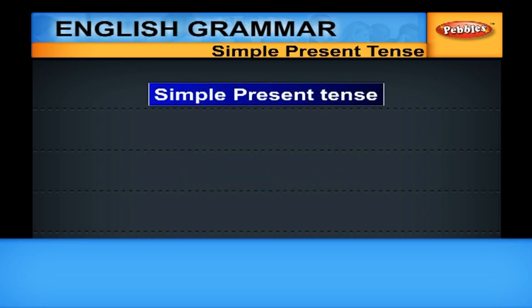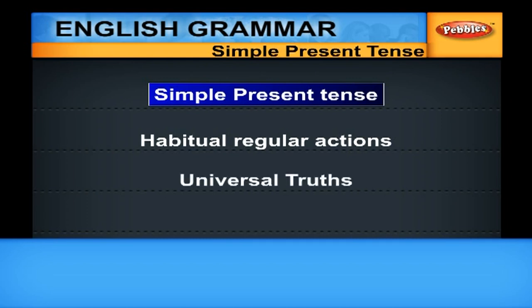Where do we use simple present? When we refer to habitual, regular actions. When we refer to universal truths. When we talk about an event happening now, but to give it an immediacy, we can use a simple present. You can also use it to refer to future action, which we will discuss later.